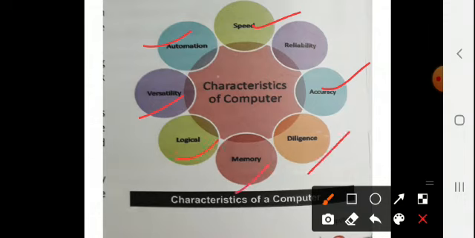You can mention the characteristics from yourself also. I explained it very nicely in the video. So the characteristics of a computer, I think, are clear to you.